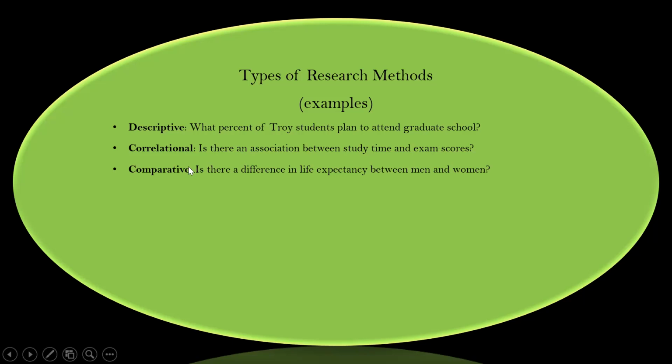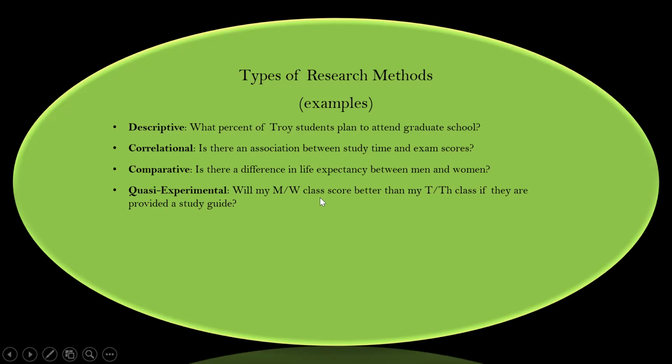With a comparative study, we typically have one numerical variable and one categorical variable. So in this case, I'm looking to determine if there's a difference in life expectancy, which is quantitative, numerical, between men and women. So sex in this case is qualitative, non-numerical, categorical. And then we have quasi-experiment. So quasi-experiment does have manipulation, does have an independent variable, a true independent variable, but random assignment is not possible.